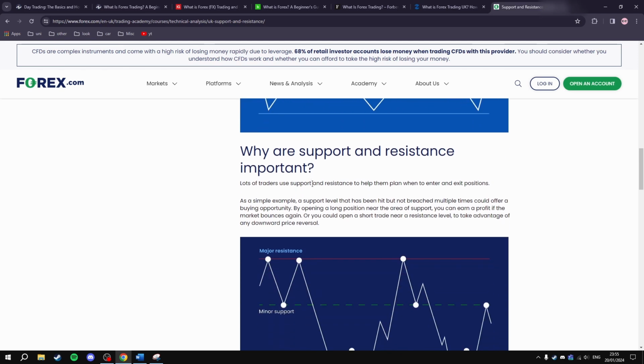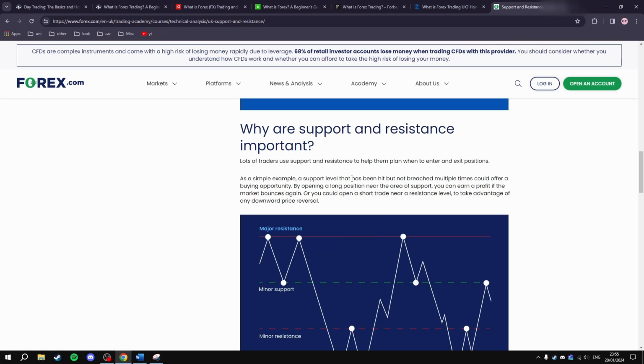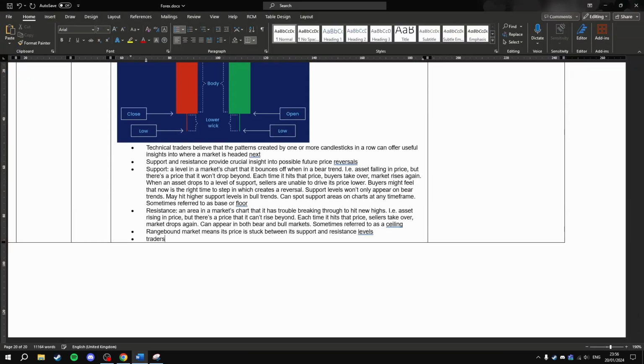Why are support and resistance levels important? Lots of traders use support and resistance to help them plan when to enter and exit positions.